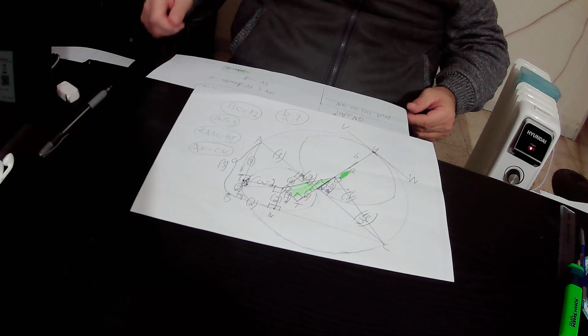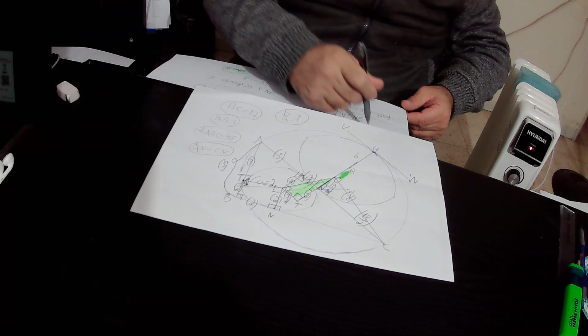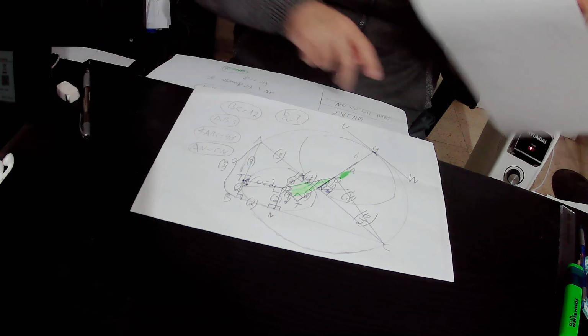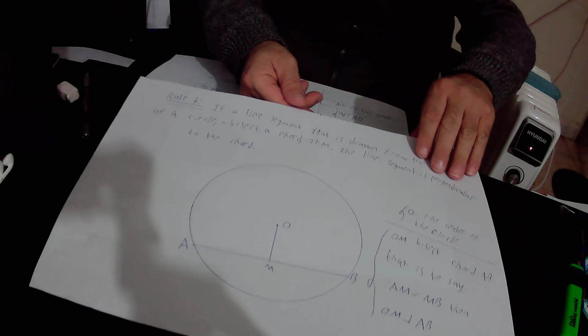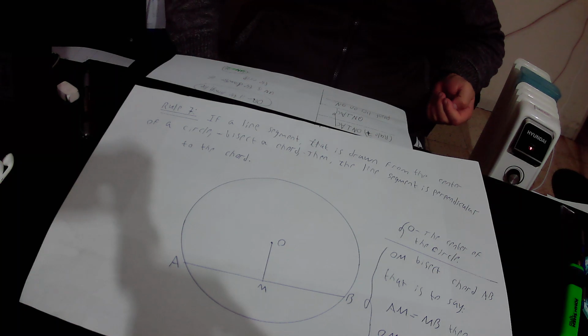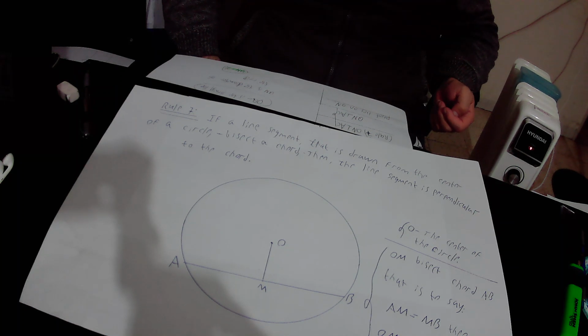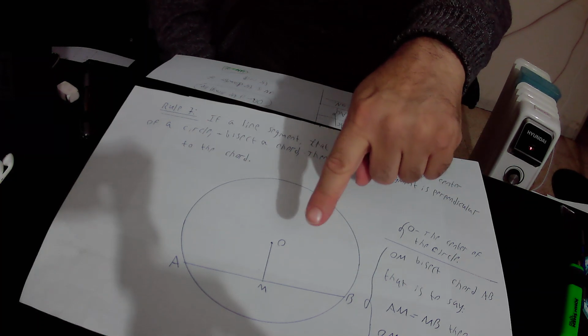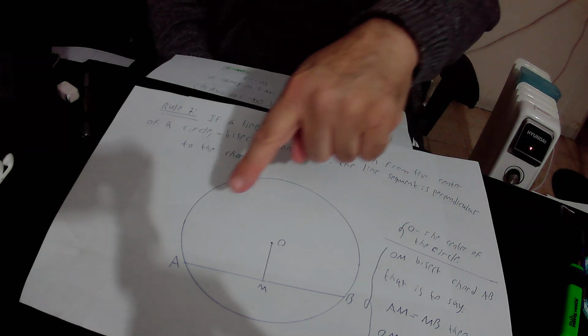According to rule number 7, if a line segment that is drawn from the center of a circle bisects the chord, then the line segment must also be perpendicular to the chord. Point O is the center of this circle. Line segment OM bisects chord AB. That is to say AM equals MB.